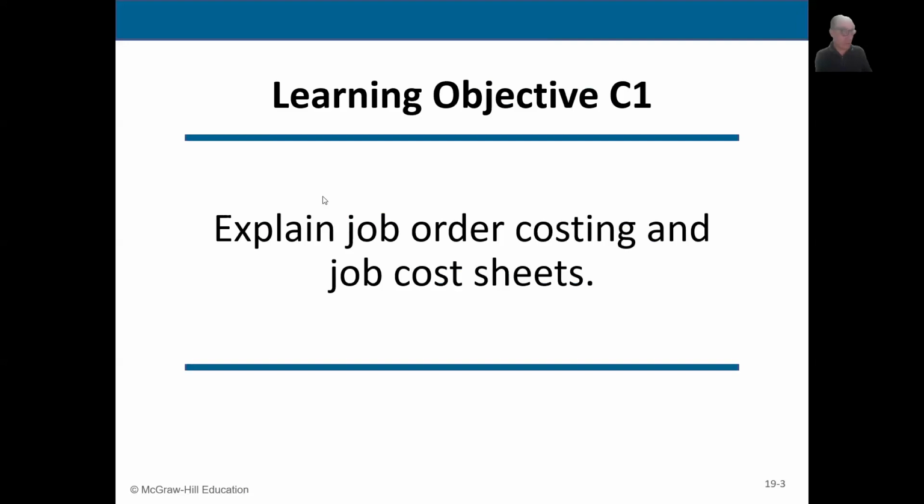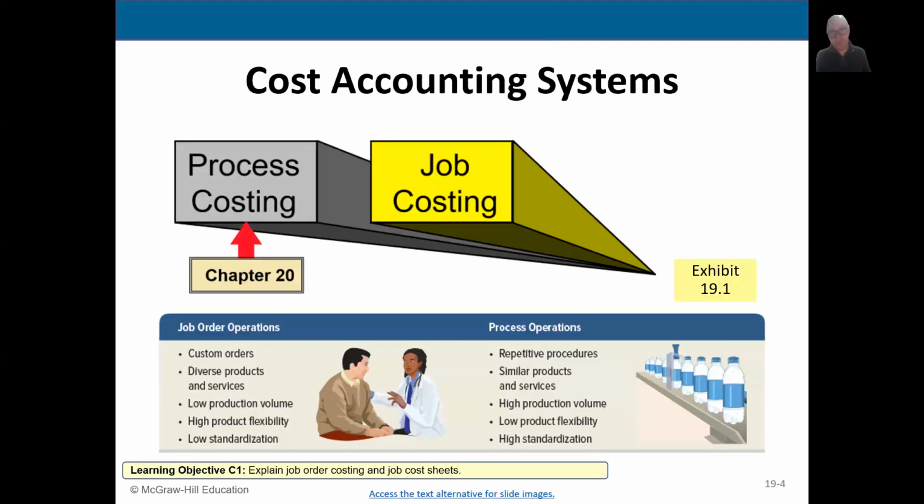I'm going to talk about a couple of things here. There are two costing systems that we use in accounting. One is called process costing, and the other is called job costing. Job order costing is based on the specific customer's order.